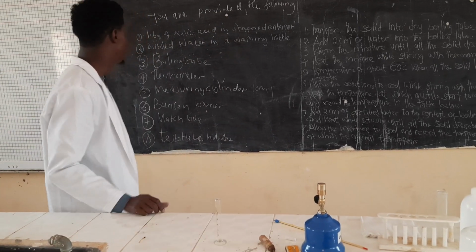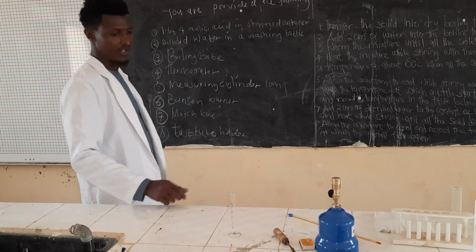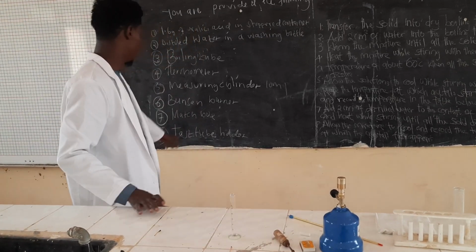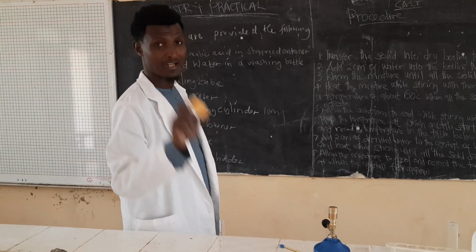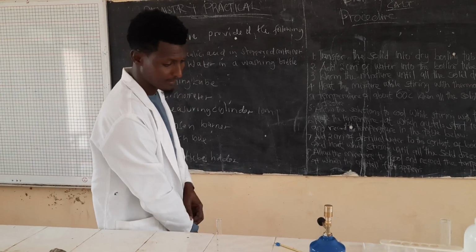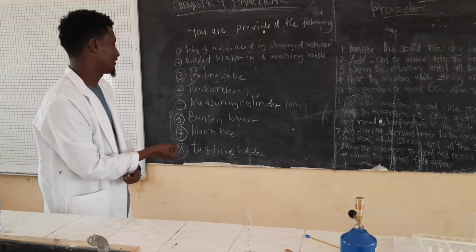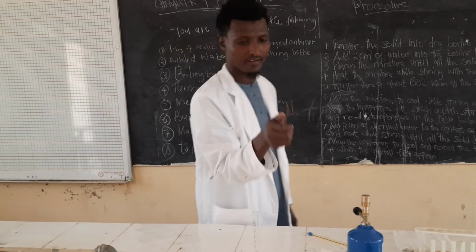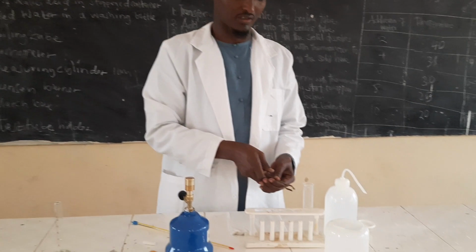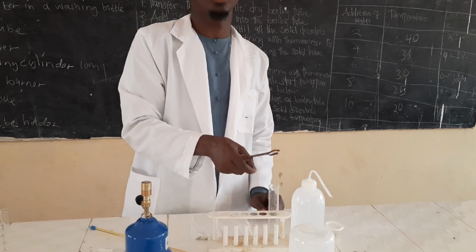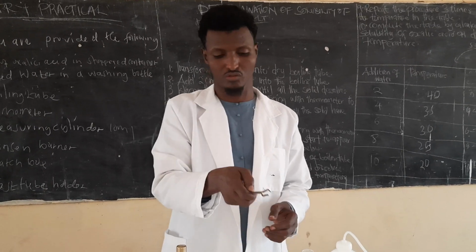And a Bunsen burner. The Bunsen burner is a source of heat, and the match box is used to ignite the Bunsen burner. We have the test tube holder, so that I cannot directly hold the boiling tube because it will burn me. Then I will use the test tube holder.